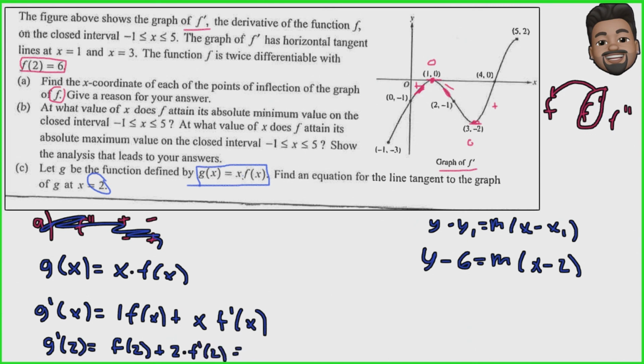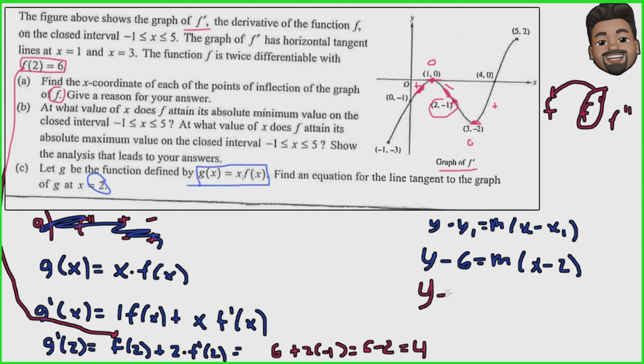Now here is the good news. f of 2 was already given to us. f of 2 is right here: f of 2 is 6. So this is 6 plus 2 times, well, what is f prime of 2? We're given the graph of f prime. The y value, f prime of 2, is -1, this value right here. So this is 6 minus 2, and we get 4. That is my instantaneous slope. So I can go back and write this as y minus 6 equals 4 times x minus 2. Now we have fully completed this problem, parts A, B, and C.